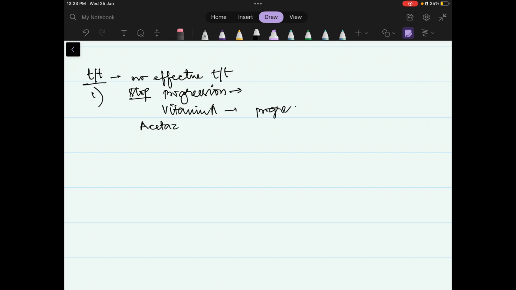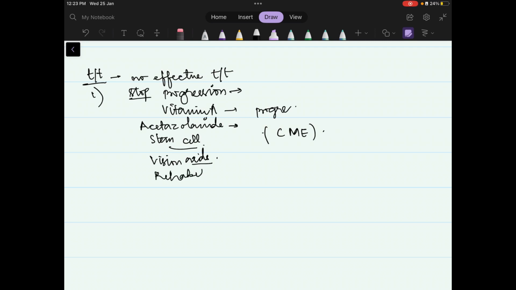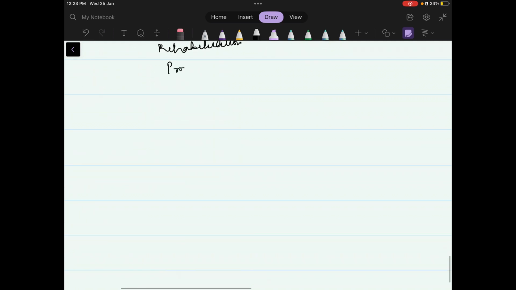Acetazolamide can be given. Acetazolamide is a carbonic anhydrase inhibitor, so it can be given if it is associated with CME. Stem cell therapy, and vision aids can be used at night, right? Magnifying glasses can be used, or rehabilitation. Okay.